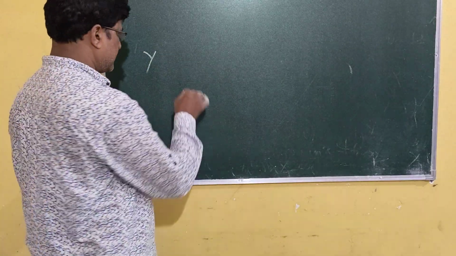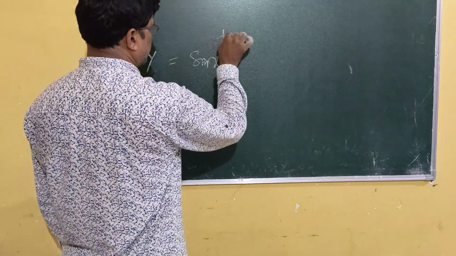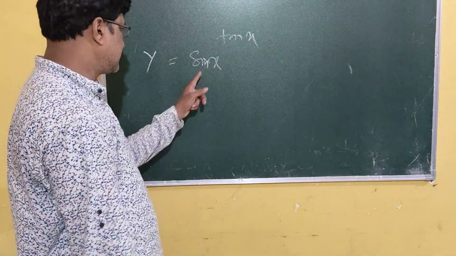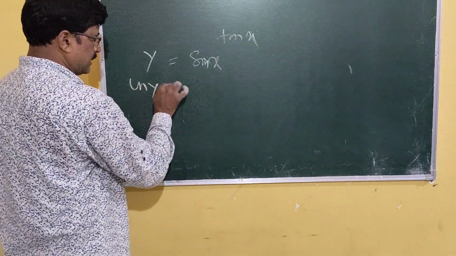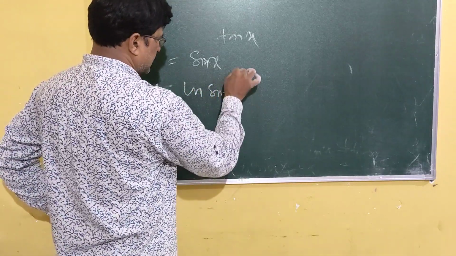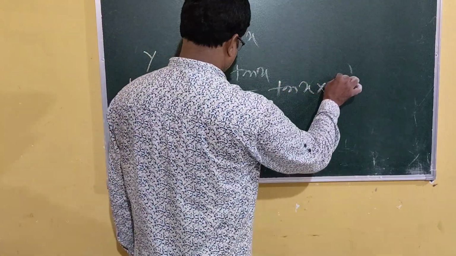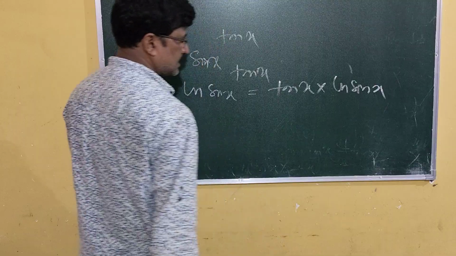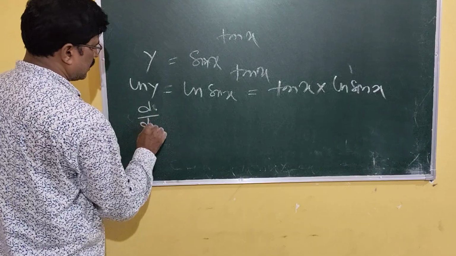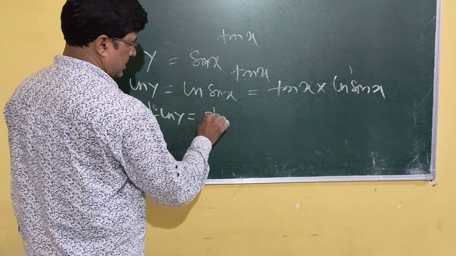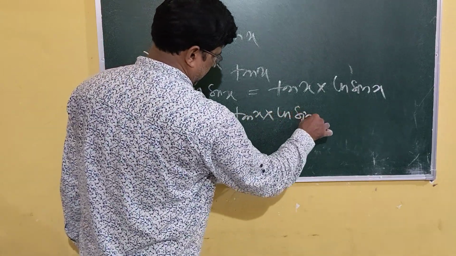So I am taking another one. Let y is equal to sin x to the power 10x. See, this is a function, this is also a function. What shall we do? Now we have to take the logarithm, that means ln y is equal to ln of sin x to the power 10x. So it becomes 10x into ln sin x. Now taking derivative on both sides, d by dx of ln y is equal to d by dx of 10x into ln sin x.